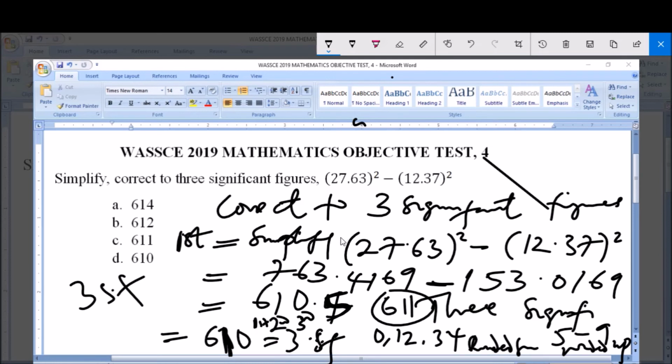When you are given a question like this, as you notice, you write down all the values. You don't approximate. You write down the whole values you got. Now it is after you've collected your values that you do what? That you round it off to the number of significant figures you are given, like I did here. So the answer to this particular question is D, 610. So if you solve this question and round it off to three significant figures, it will be 610.